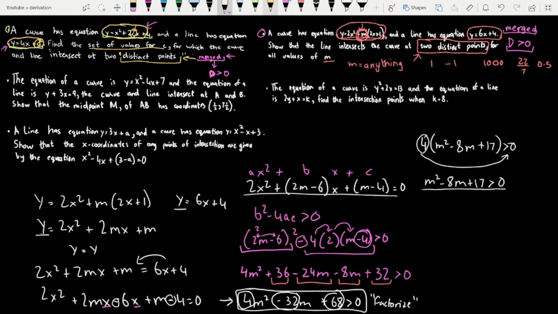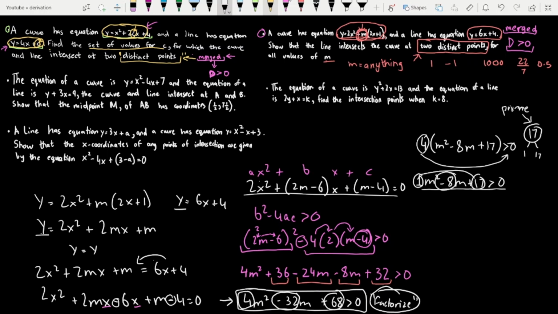Okay, now I need to find two numbers that multiply to give me 17, but that add up to give me -8. Now, if any of you is smart enough, you will know that 17 is a prime number, and so it's impossible to find two numbers that multiply to give you 17 but add to give you -8. The only two possible numbers that can divide 17 are 1 and 17. So you cannot factorize this further.